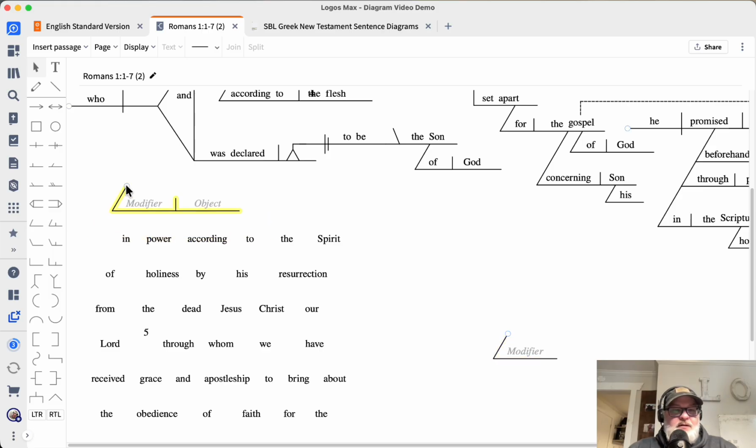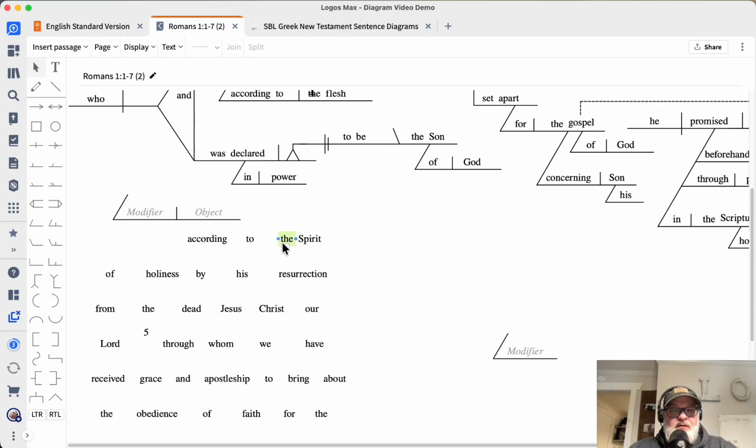First, it tells us the realm in which he was declared, and the word "in" can indicate a physical location or a location that's like a sphere or realm, and it's in power. He was declared how? According to the Spirit of holiness.